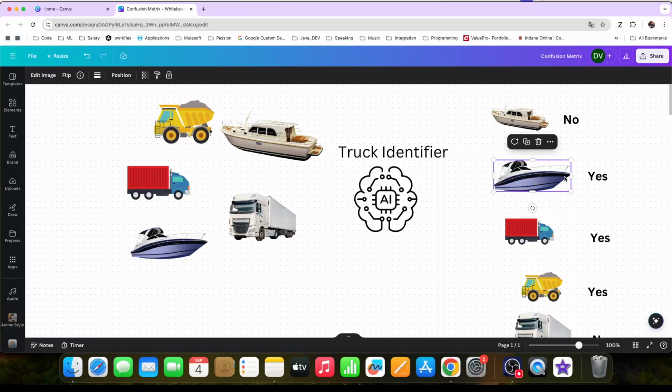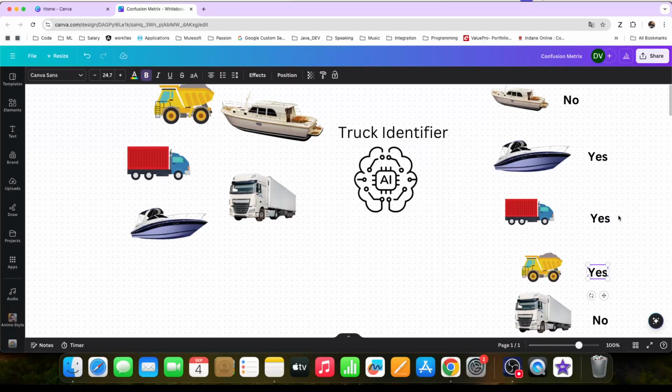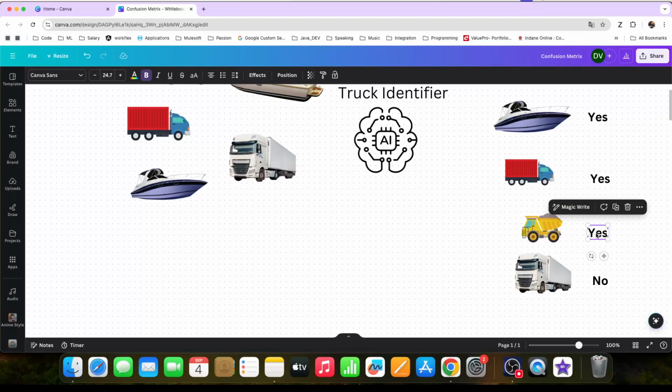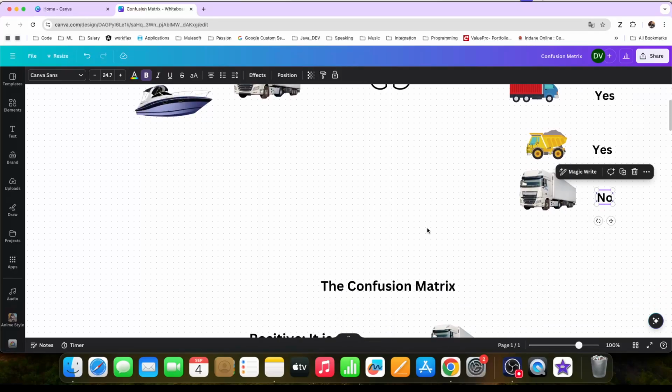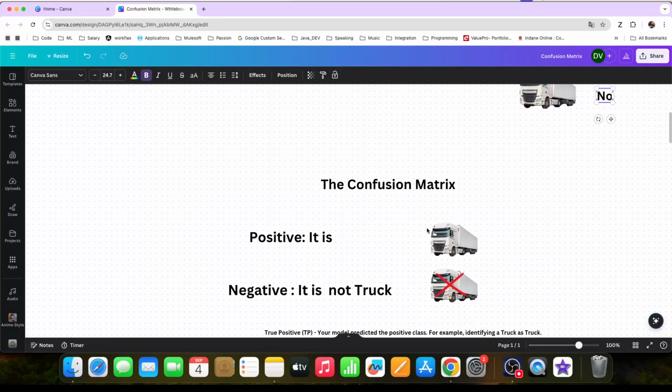So the model is doing a wrong prediction. Here the actual is truck and the model is also saying yes to it, so the model is doing the right prediction. Same goes for here. Whenever you say yes, the model is doing the correct prediction. And here again the model is making a mistake. Actually it's a truck, but the model is saying no. I don't know why, but let's check the efficiency of the model and go to the confusion matrix.